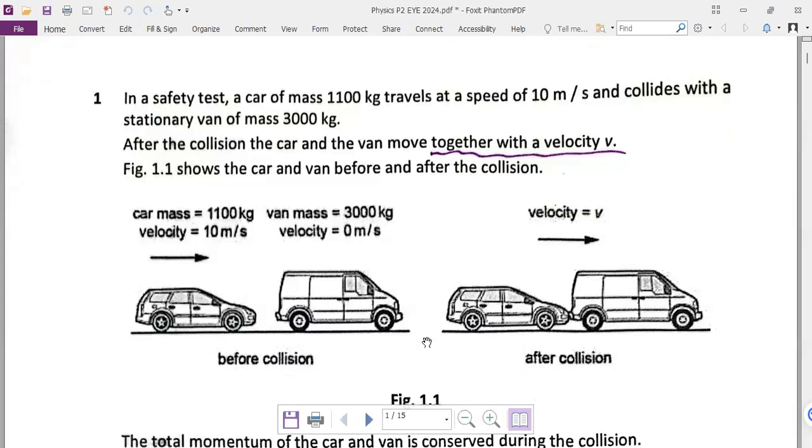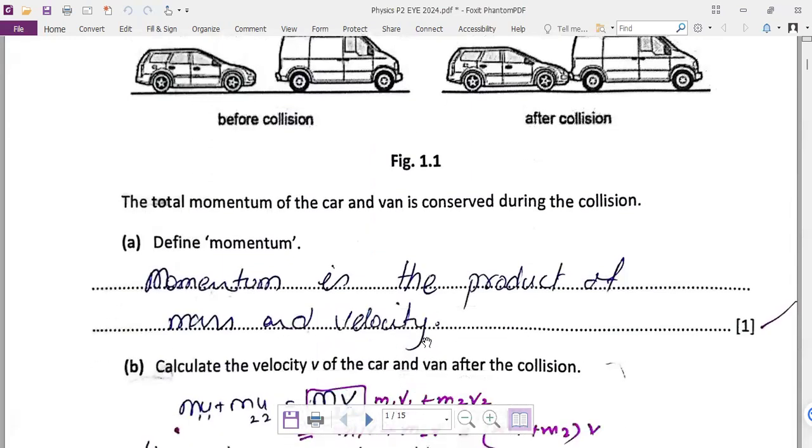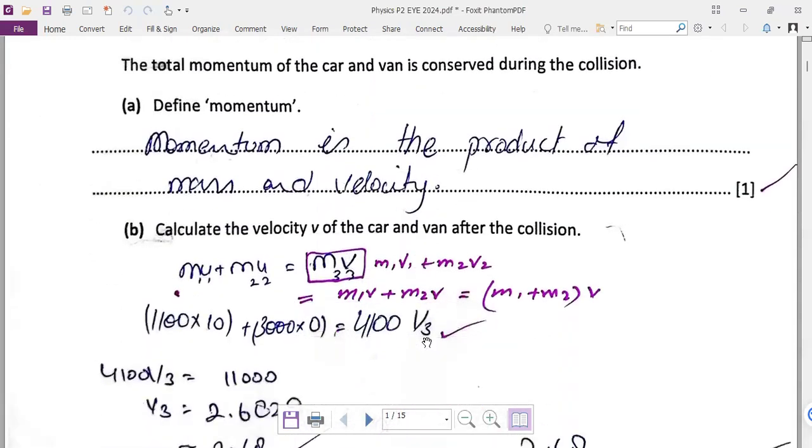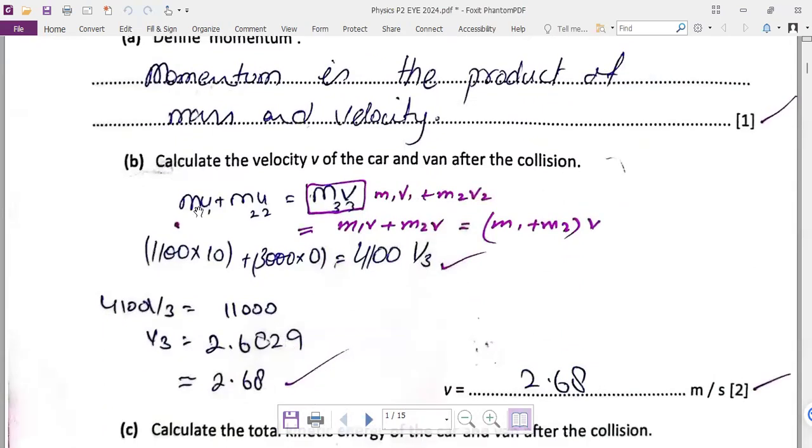Look at the questions: define momentum, product of mass and velocity. Now in the calculate momentum, we will be using m1 u1 plus m2 u2 equals m1 v1 plus m2 v2. We know that the final velocity of both car and the van are actually v. So we will substitute v1 and v2 as v, and then taking v common, adding the masses gives you this, and then you substitute all the values, and you calculate v like this.